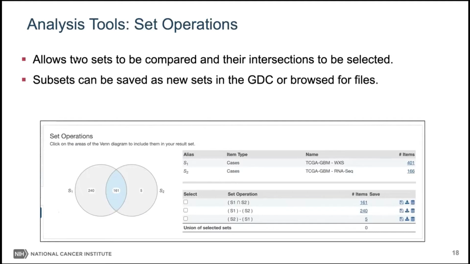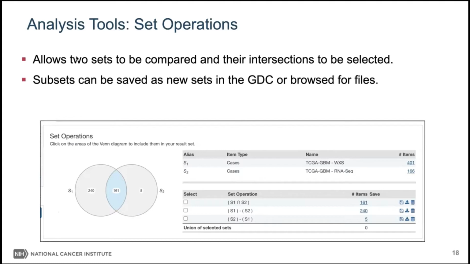So I'm going to show you a couple of these analysis tools. I'm not going to go over all of them, but first I want to talk about set operations. This allows sets, which can be mutations, genes, or cases, to be compared and their various intersections to be selected. It can be up to three sets, and subsets of these can be saved as new sets in the GDC. And you can take these sets and say, I want to browse for all the files associated with these cases, for example.